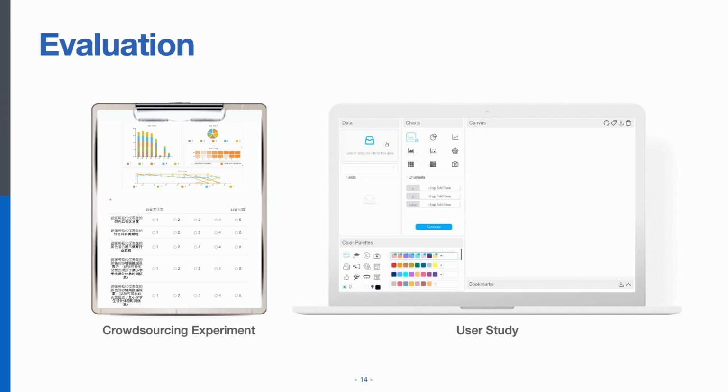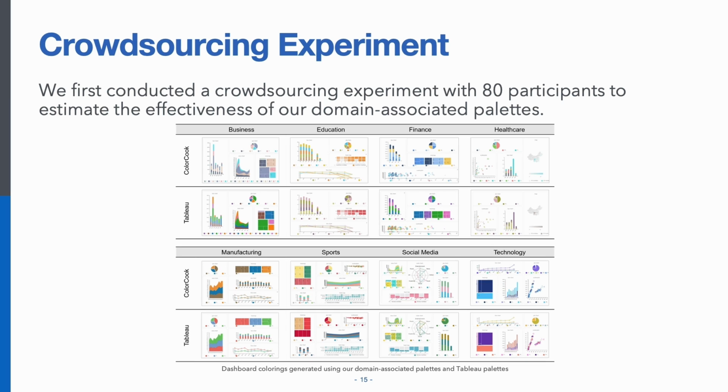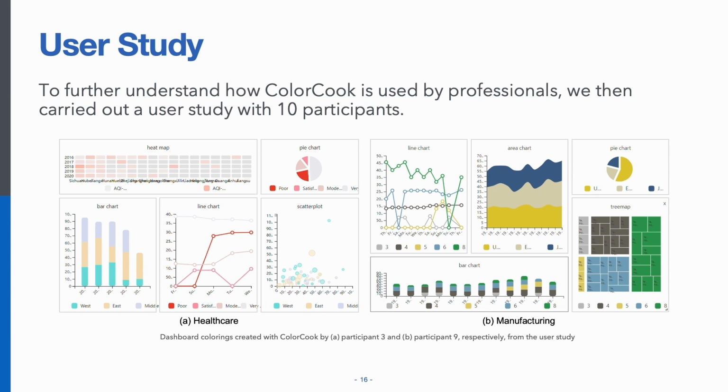The evaluation of ColorCook includes a crowdsourcing experiment and a user study. We first conducted a crowdsourcing experiment to examine the effectiveness of our domain-associated palettes when they are used to colorize dashboards. In the experiments, the participants were instructed to rate the dashboard colorings generated using our palettes and baseline palettes. To further understand how ColorCook is used by professionals, we then carried out a user study. In the study, the participants were tasked with using the system to create dashboard colorings for specific domains.